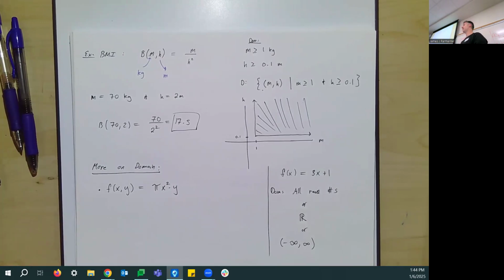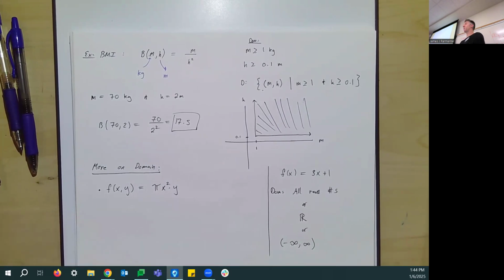And the reason I stress that here is because that's not the answer over here. The domain here isn't all real numbers. I want to make that really clear again. The domain over here is not all real numbers. It's all ordered pairs of every combination of real number.